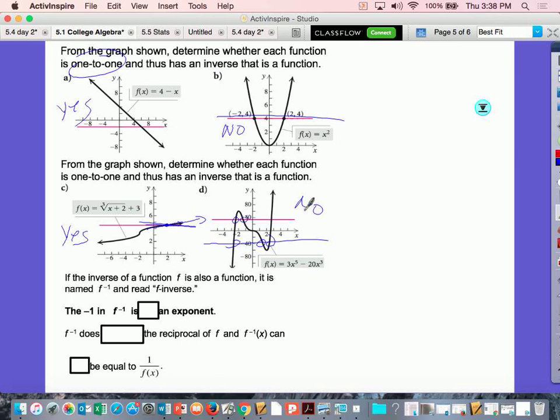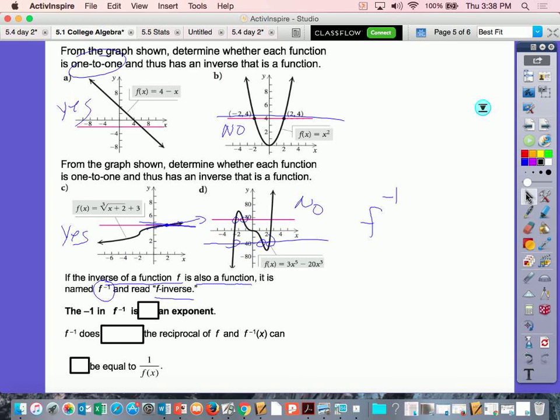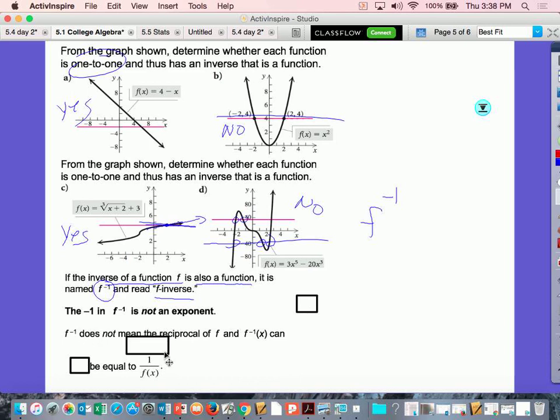Okay, so if the inverse of a function is also a function, so if it passes the horizontal line test, we're going to try to come up with the inverse, and that's called F inverse. Now, when we see that -1 up there, we like to think of that as an exponent, but it's not an exponent in this notation. It stands for inverse. That negative stands for inverse, but it's not an exponent. F of -1 does not mean the reciprocal. That's what negative exponents mean. It's just a symbol.